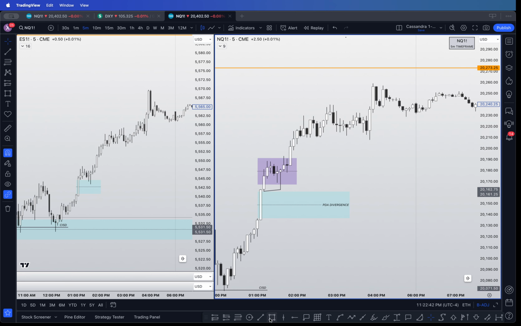How do we know we're accumulating? What technique did I teach you for accumulations? What do we look for? The bodies, right? We're failing to displace the body high and the body low, right? Makes sense? We're in a box.